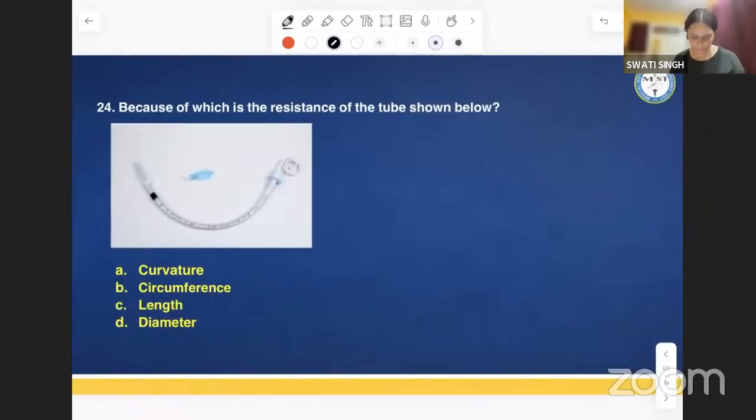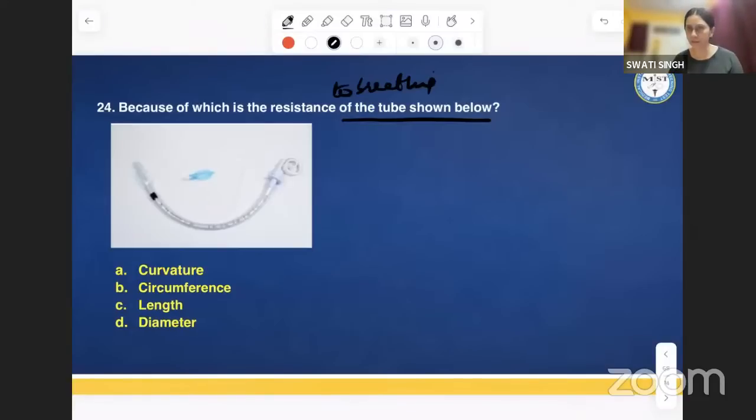24th question. Because of which there is resistance to breathing of the tube shown below. So when we breathe through an ET tube, what causes resistance to breathing? Again, this is a very favorite question of the exam. So what causes resistance to breathing? Very good.